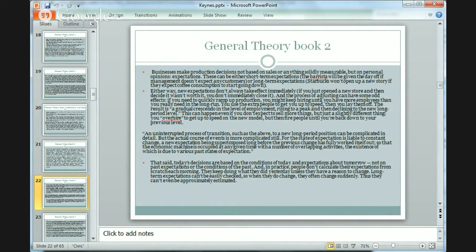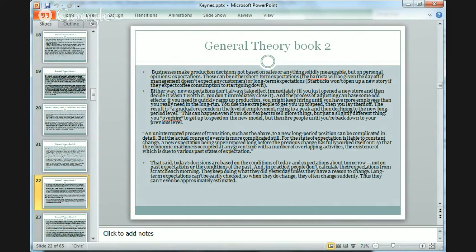So he looks into these transitions of expectations. He says that when there is a high animal instinct, or a high expectation that things will be good, people hire more, and when their expectation changes, they stop hiring. And that is what is creating the unemployment problem. So he says that today's decisions are based on conditions of today and expectations about tomorrow, not on past expectation or the conditions of the past.